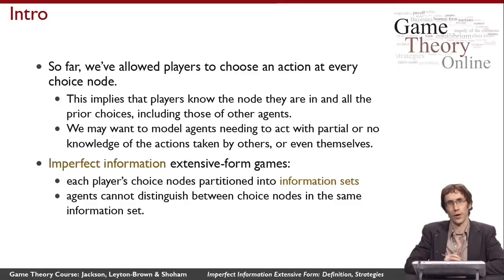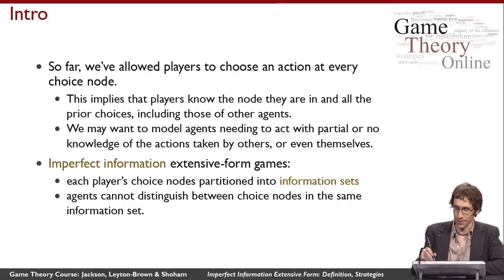And the way this is going to work is we're going to take the old definition that we had before, but we're going to say that players consider some choice nodes to be equivalent to each other. So there's some choice nodes that a player isn't able to tell apart. And that's going to mean they're not able to completely figure out the history of where they are in the tree, because they're not going to know which of several choice nodes they're at when they have to take a choice.